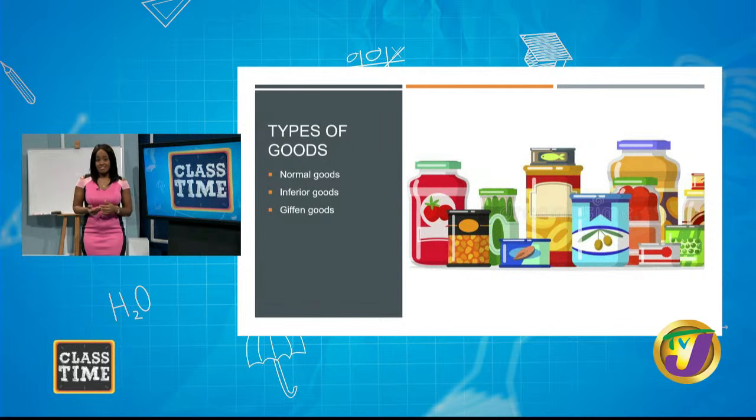For someone else, what you consider to be inferior could be a normal good, because maybe that's what they'll switch to purchasing when they have more money. Then there's also the giffen good. Now, the giffen good is a special type of inferior good where when the price increases, that's when people start to purchase more.